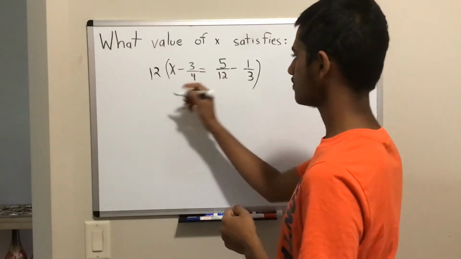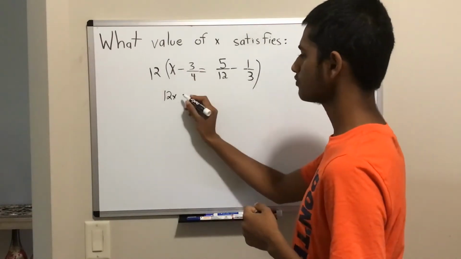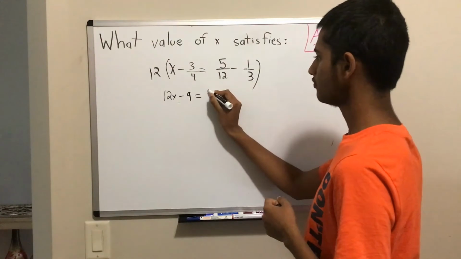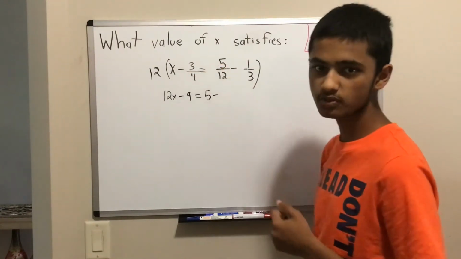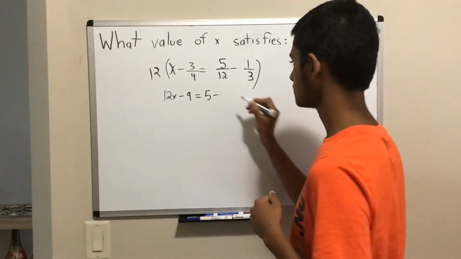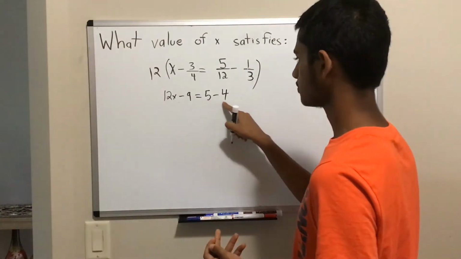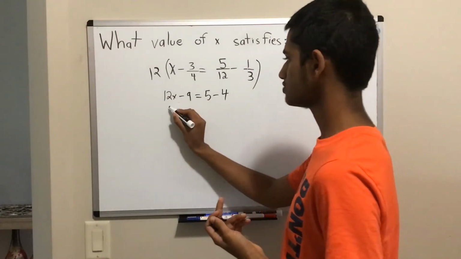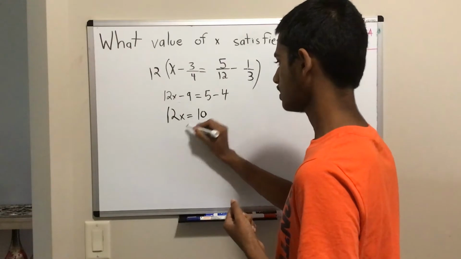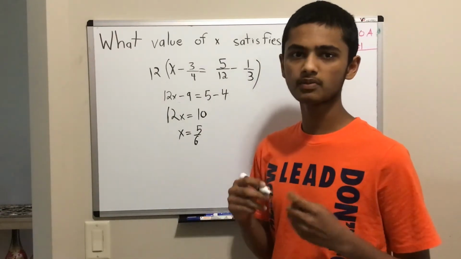When I distribute everything, this is going to be 12x minus 3/4 times 12, which is simply minus 9. And that's going to be equal to 5, because 12 times 5/12 is just 5, and 12 times negative 1/3 is simply going to be negative 4. So now we can just solve this equation. The right side gives us just 1, and this means 12x is equal to 9 plus 1, which is 10, and thus x is equal to 5/6. So this is problem number 1.